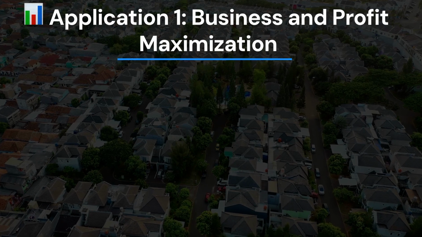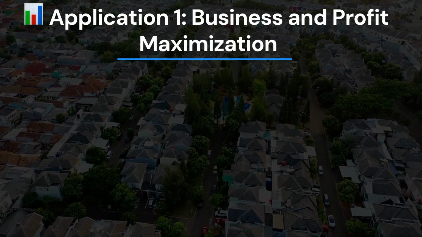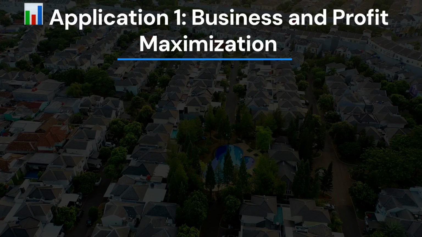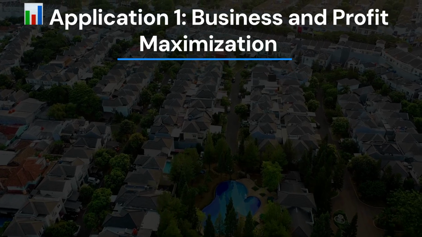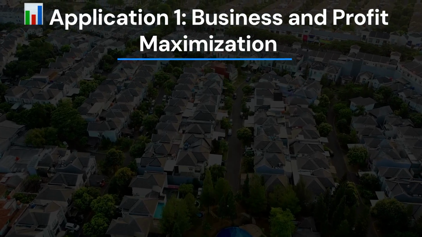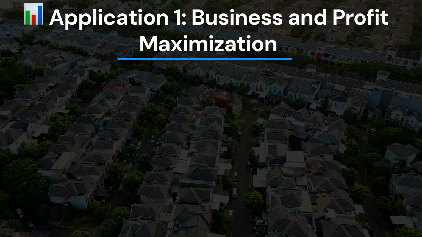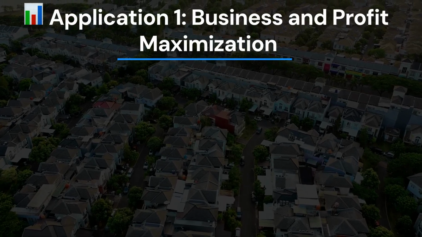Business optimization. In the business world, linear programming is used to optimize profit. Let's say you're a manufacturer producing two products. Let's call them Product A and Product B. You have limited raw materials, like wood and metal, and you want to figure out how much of each product to make to maximize your profit.